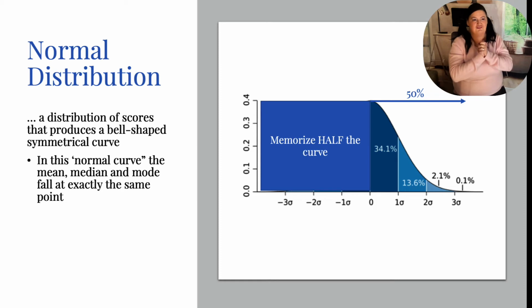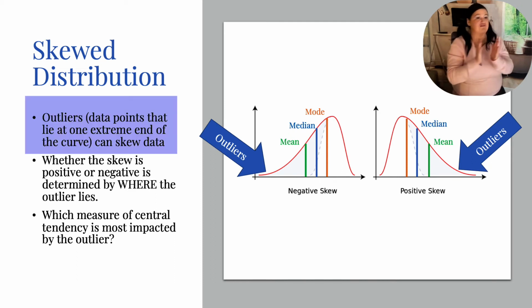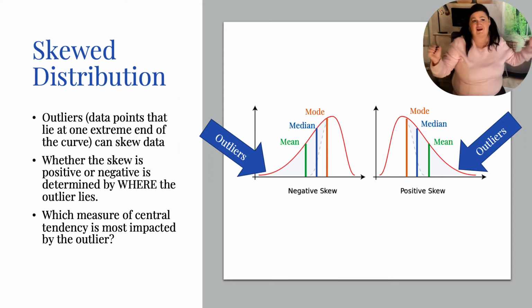Okay, let's move on to skewed data. All right, skewed data. Skewed meaning off or set off or different from normal, meaning it's not a normal distribution. It's not a bell curve. It means that there are outliers involved, data points that lie at one extreme of the curve or the other, and so they're different from the rest of the data set, right? They're skewing or changing the data.